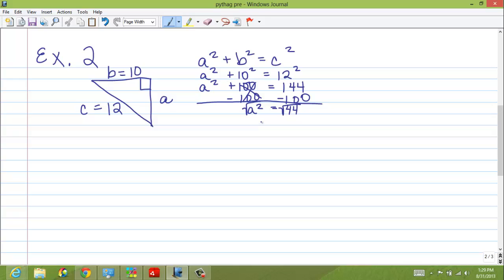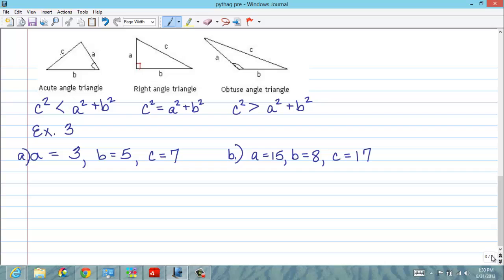And when we do, 44 is not a perfect square, so we will get a decimal approximation. A is approximately, and this time I'm going to round to the nearest hundredth. That means 2 places behind the decimal, 6.63. And I'm sorry, I forgot about the units. Always have your units.